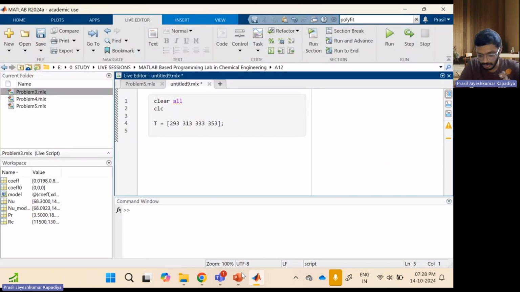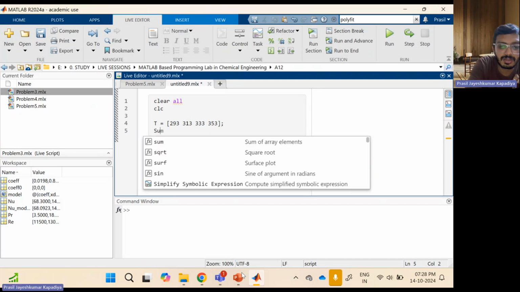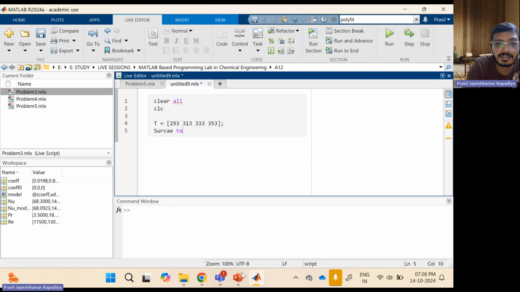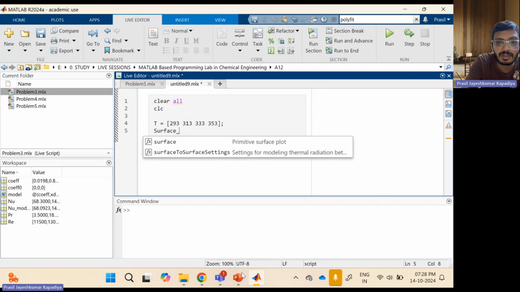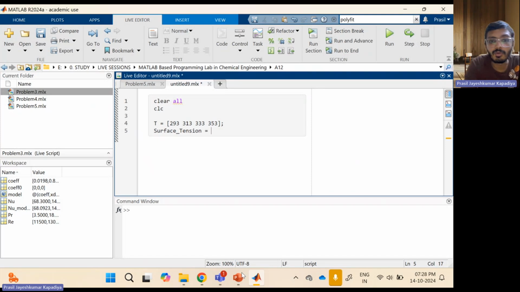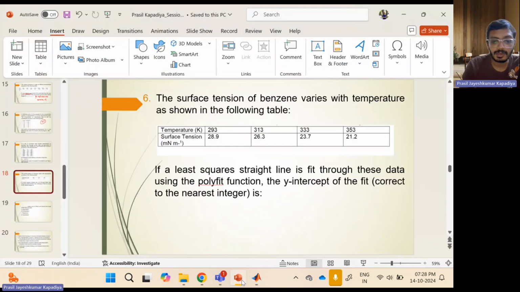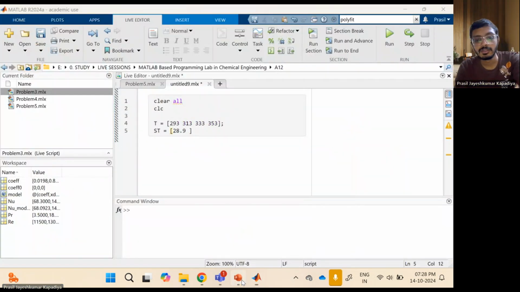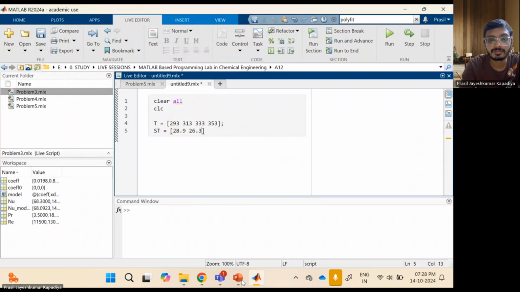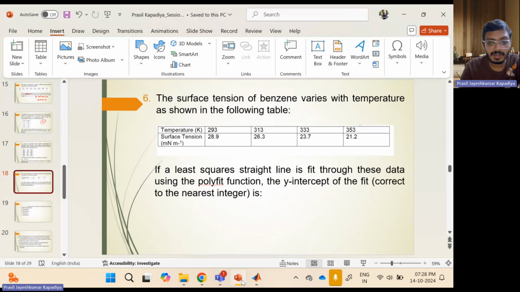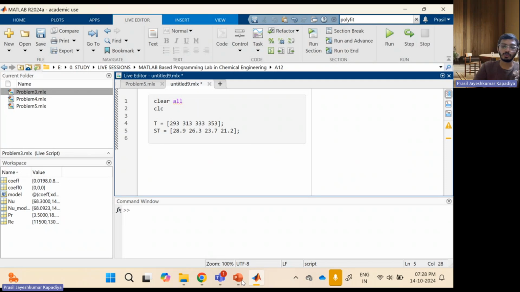And my surface tension. So I will write down surface underscore tension. Or let's just write it down in short form, ST, surface tension, is equal to, okay, what are the values? 28.9, then 26.3, then 23.7 and 21.2. Okay, we are supposed to fit a first order polynomial.